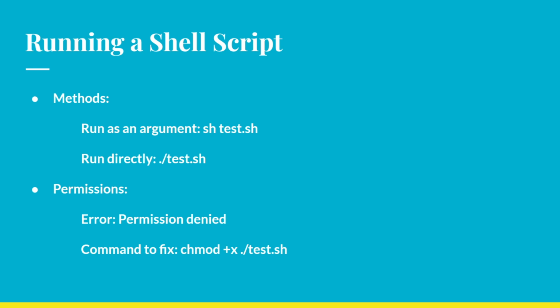To run a shell script, the methods are: run it as an argument, sh space test.sh, or run it directly with ./test.sh. If you encounter a permission denied error when trying to run your script, you can fix it by changing the script's permissions. Use the command chmod +x space ./test.sh to make it executable.